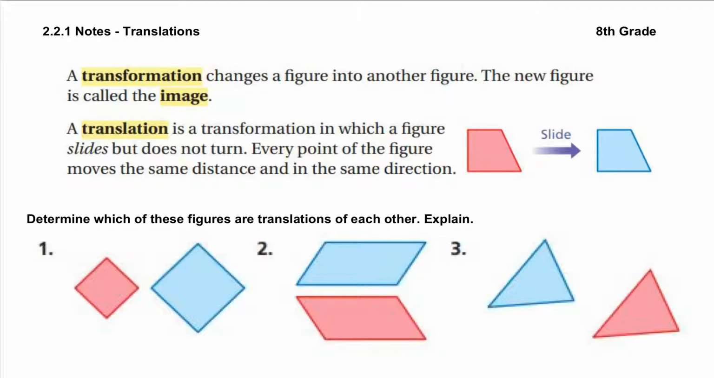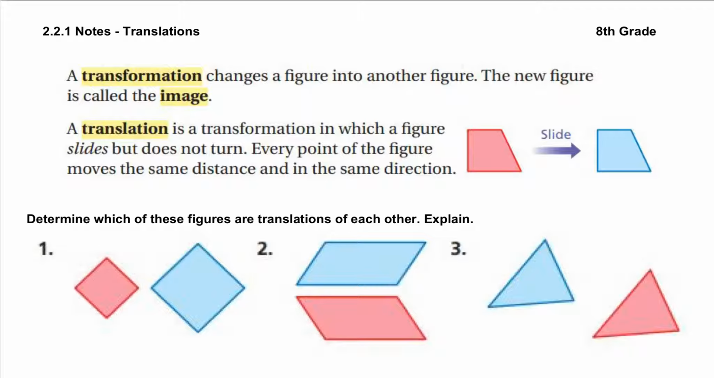Chapter 2 is all about transformations, and a transformation changes a figure into another figure by either sliding it, flipping it, rotating it, or enlarging or making it smaller. Okay, so we start with an original figure and we perform transformations, and what we get out of it is what we call the image.